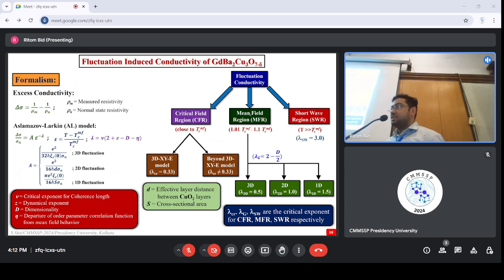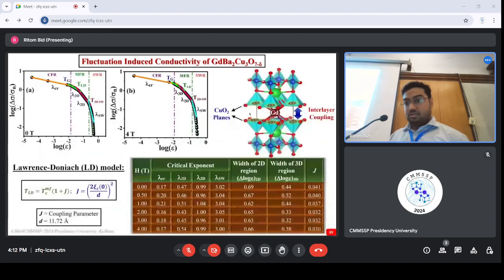So let me show you what type of fluctuations we have observed in our samples. To understand this, we first plotted the data, and from there we fitted the equations, and we found that we have mainly 3 regions: CFR, MFR, and SWR. In the mean field region, we have only 2 types of fluctuations: 3-dimensional and 2-dimensional. No 1D fluctuation is present in my samples, and all the exponents basically match the theoretical values.